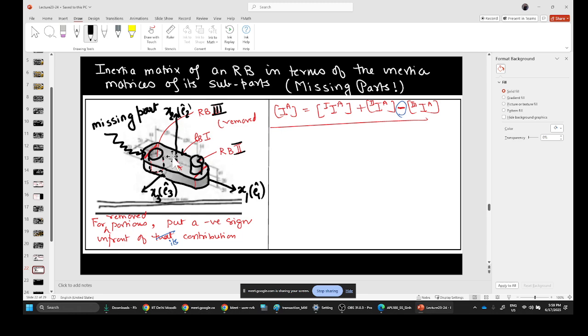Same is the situation here. If you have a missing part and you want to find IA of the whole composite body, it will be IA of Roman 1, IA of Roman 2 minus IA of Roman 3. This is how we can compute IA quickly. Again, there is underlying proof for all. I am not going over that, but if you are curious, you can prove it and then use. But the bottom line is these formulations will be very handy while solving the problems.